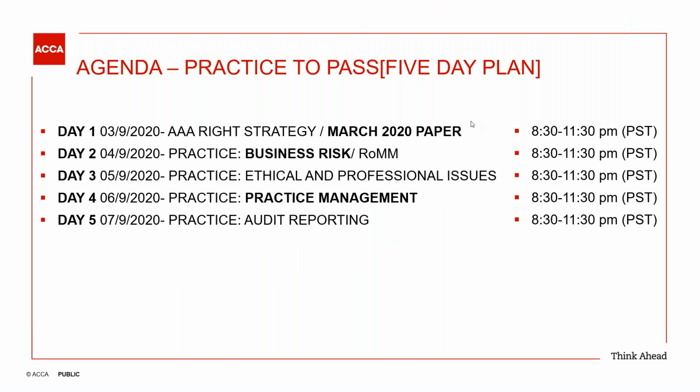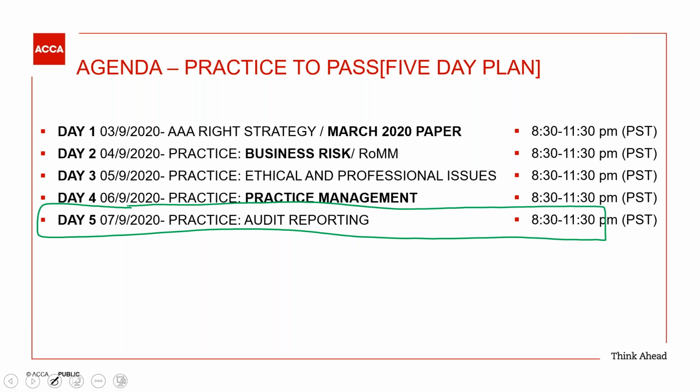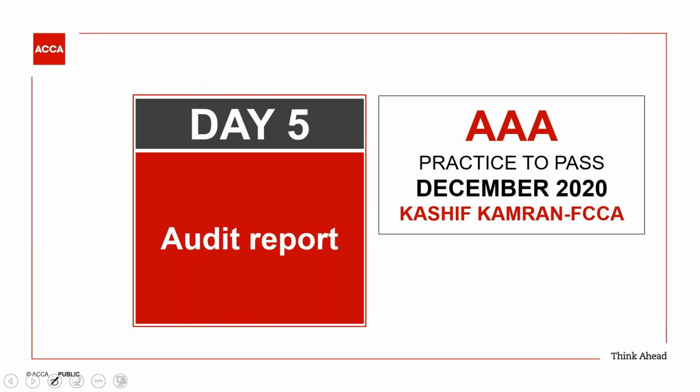Now, the agenda for day 5 is to discuss the audit report, a very important and very regular area if you look at the past papers. So we cannot complete the webinar for Advanced Audit and Assurance without discussing audit reporting. So day 5, the final day, is audit report, and we will be discussing all about the audit report in the next 3 hours.